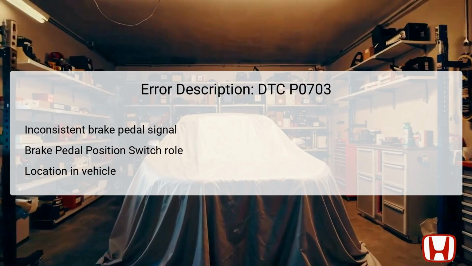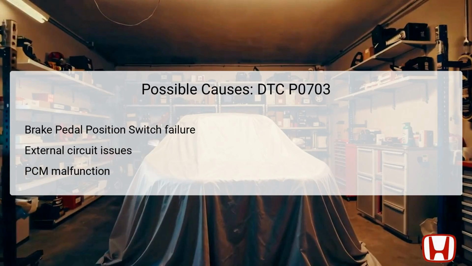The brake pedal position switch is typically located at the brake pedal assembly, making it accessible for inspection. A failure in this switch could also lead to issues with a responsive braking system, affecting overall vehicle safety and performance. Several potential causes could lead to DTC P0703.